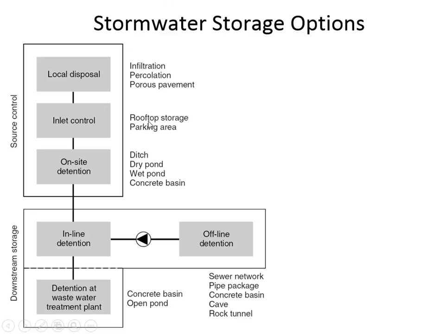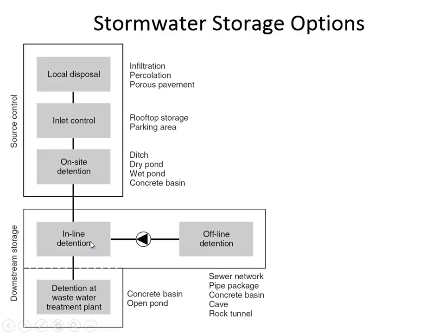network. So if you have rooftop storage of rainwater due to a vegetated roof, a green roof, that's an example of inlet control. Or underneath a parking area, you can put a stormwater detention pond, just like an underground buried tank that fills up with rainwater. On-site detention might be a ditch or a pond, a dry or a wet pond, meaning either a retention or a detention basin. Or you could even have a concrete basin, something that's not going to have any infiltration but is strictly for storage.